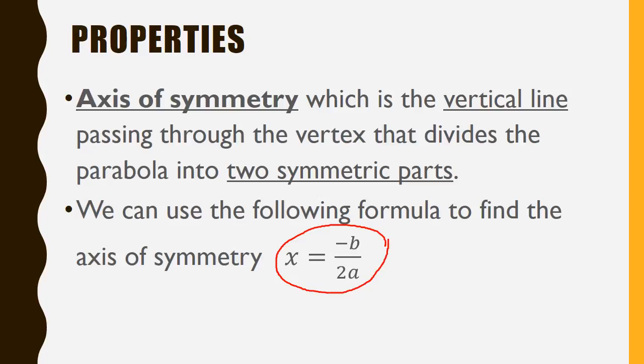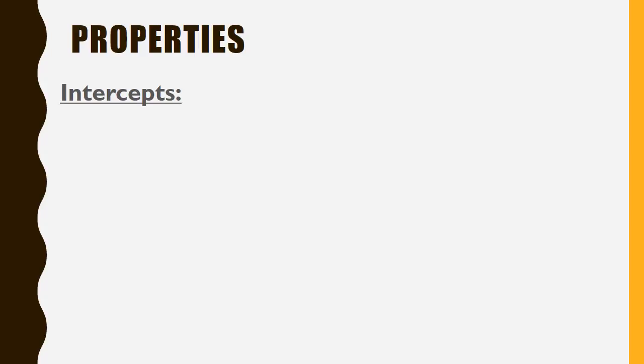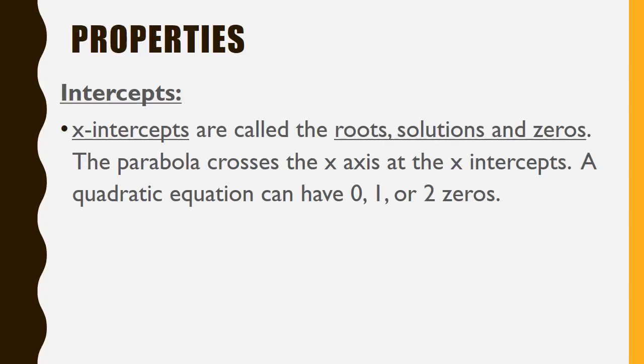Another property are the intercepts. We have x-intercepts that are called roots, solutions, zeros. So we have 4 different names for the same thing. X-intercept, it's where the parabola crosses the x-axis. Now, quadratic equations might have no zeros, no x-intercepts, 1 intercept, or 2 x-intercepts.